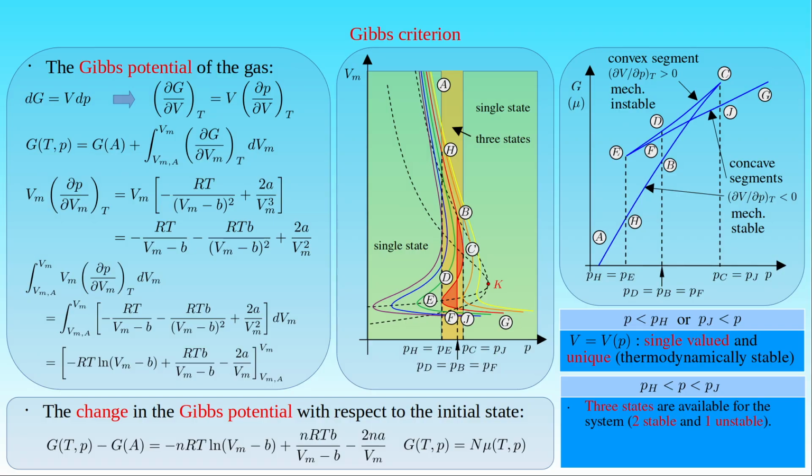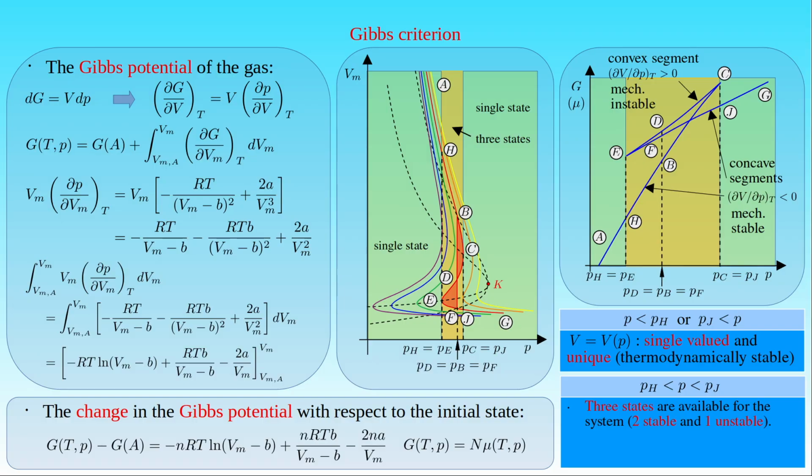The green and orange colors in the second diagram, representing the regions with 1 unique solution or 3 available states for the molar volume, show that mechanical stability does not necessarily imply thermodynamic stability. Although the mechanically unstable segment between the states C and E completely lies within the orange region, where one of the available states is unstable, the other 2 mechanically stable segments pass through both the green and the orange regions.